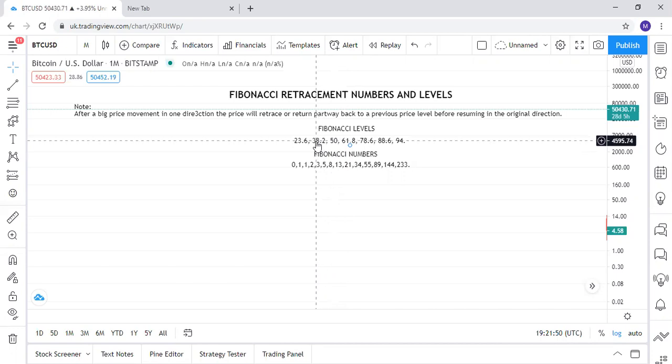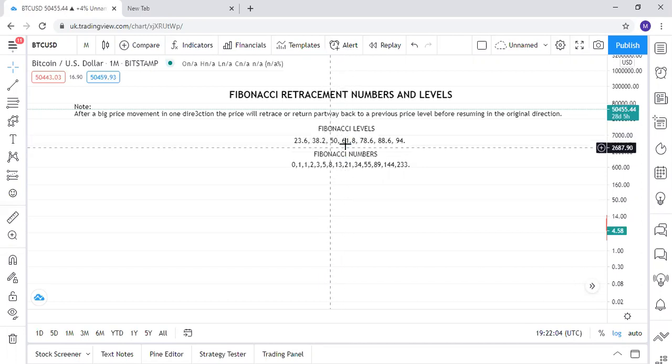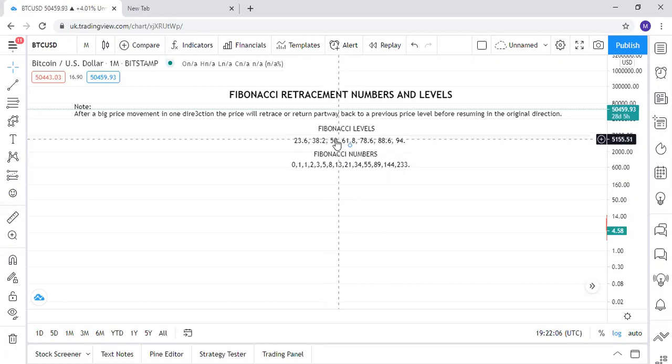Now 50 is constant in life. You understand? Everything has a half, everything has a middle bar. That's why 50 is a constant Fibonacci level. That's how 50 was gotten, because in life everything has an average. 50 is the average of every number.